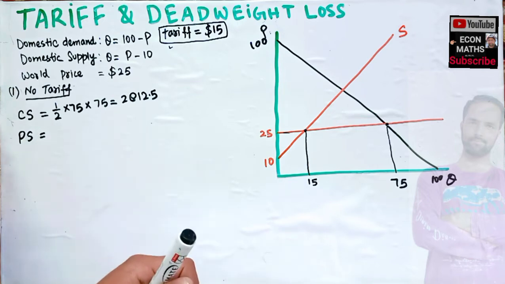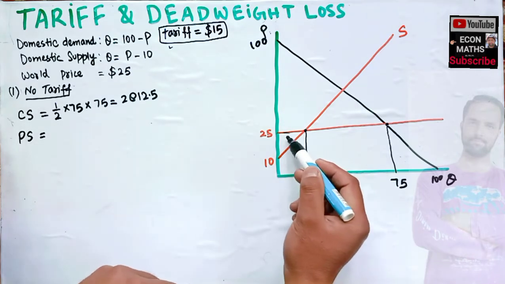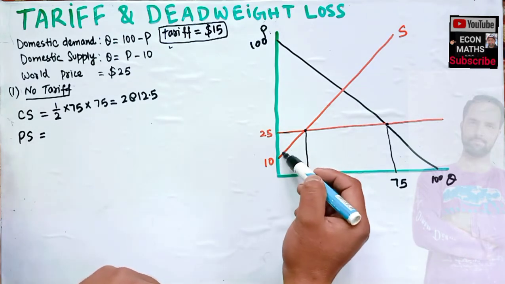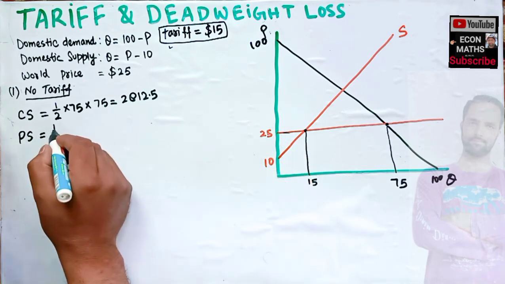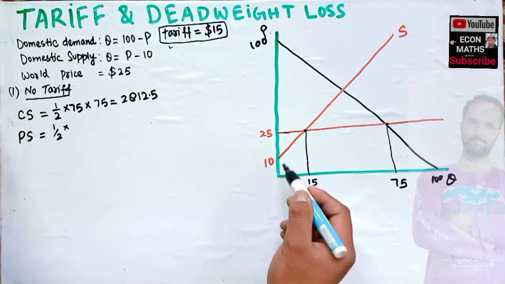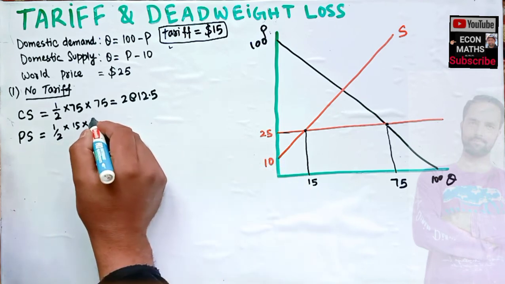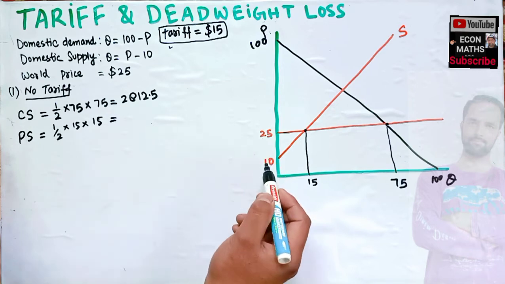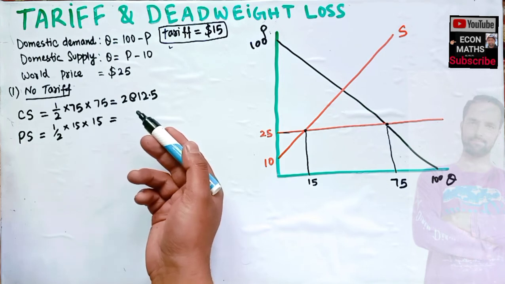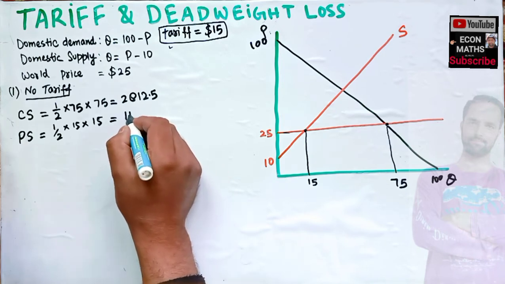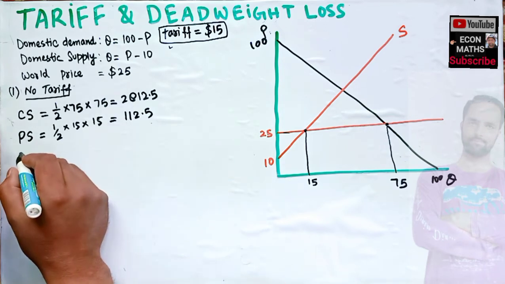And what is producer surplus? Producer surplus is the area below the world price and above the supply curve. This area denotes our producer surplus. This is also a triangle, so its area is one half of the base, which is 15, and the height is also 15, since 25 minus 10 is 15. I hope I make myself clear. So we will have a producer surplus of 112.5.